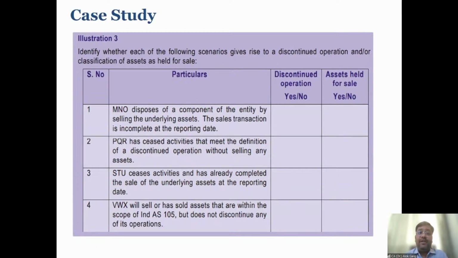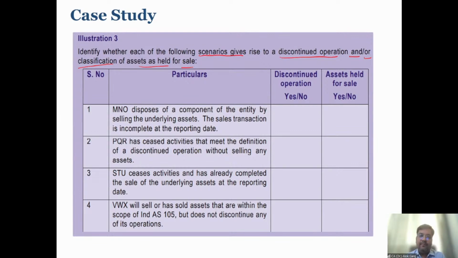Illustration number 3 from the Institute study material. Friends, identify whether each of the following scenarios gives rise to a discontinued operation and/or classification of an asset as held for sale, I mean to say a disposal group. Okay, don't get confused with asset or disposal group. It is a disposal group.